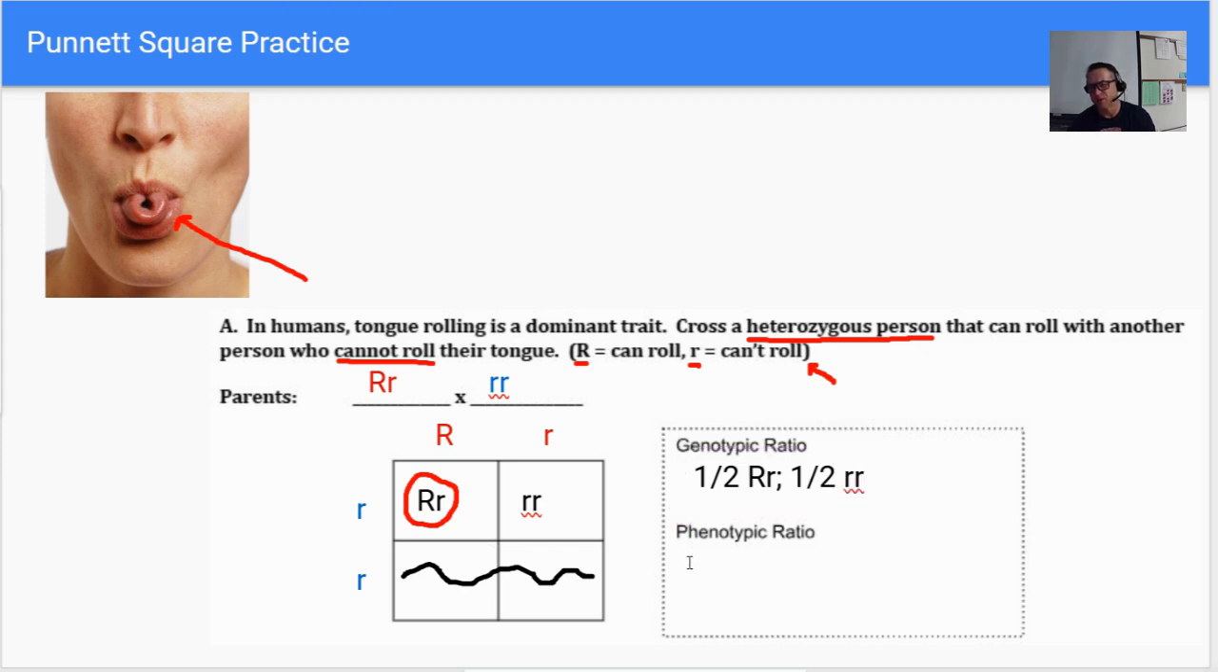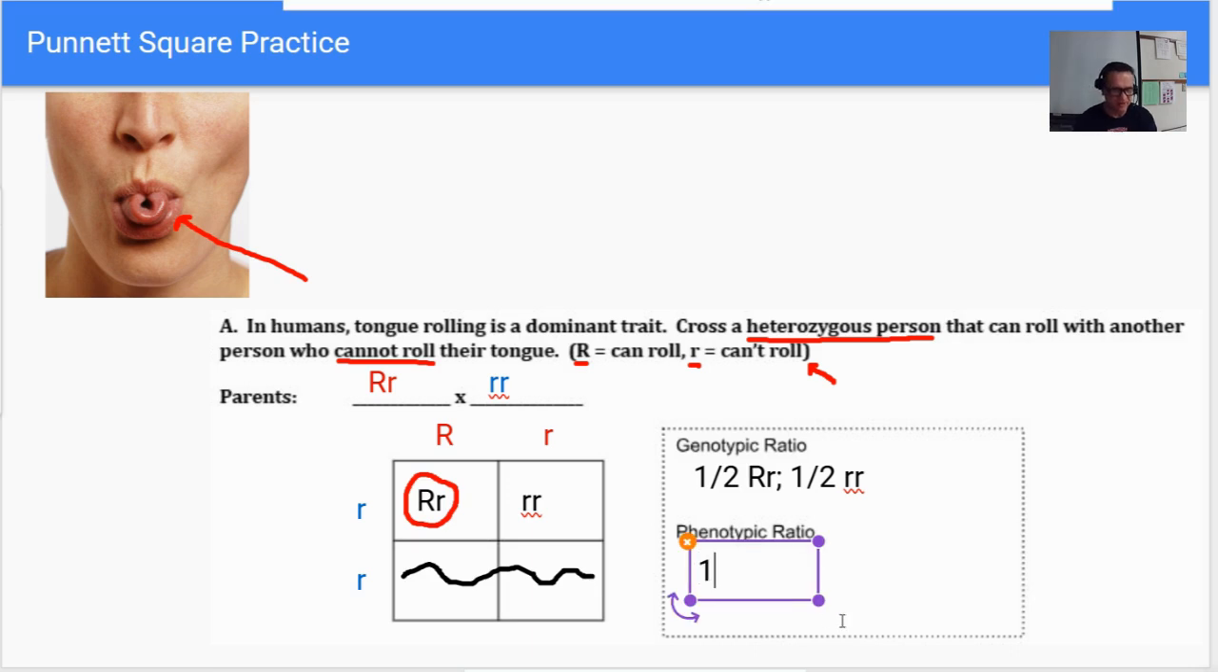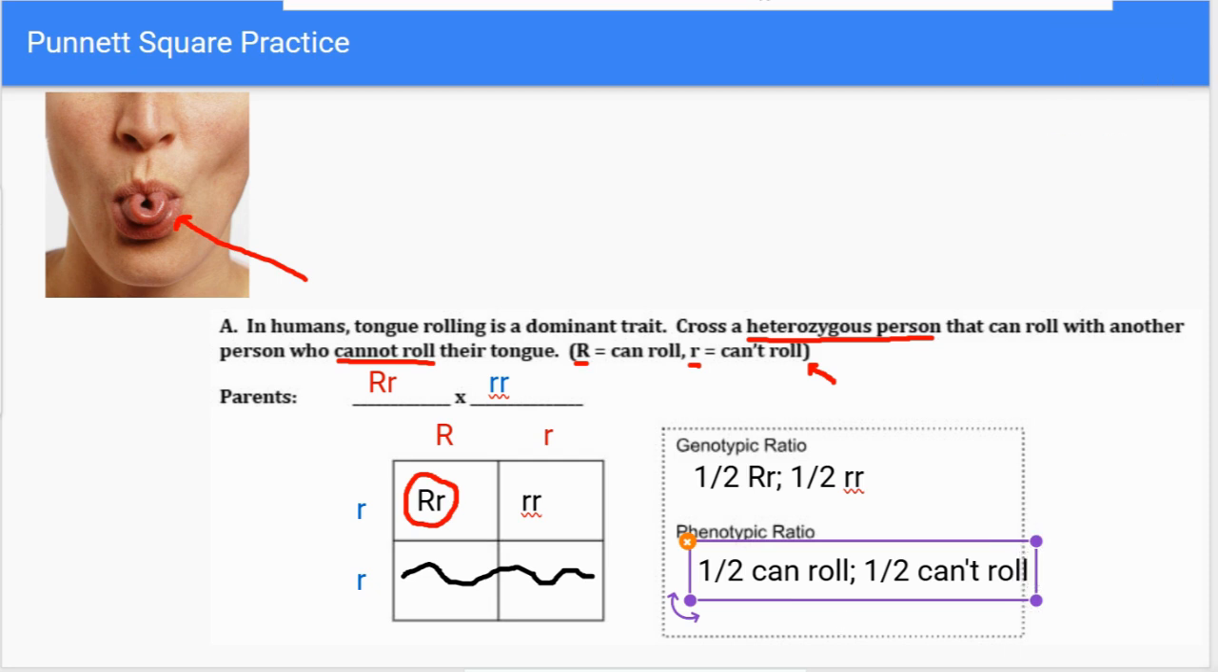Phenotypic ratio, basically, can they roll their tongue? Yes or no. And this person on the left, since they got a dominant allele, will be able to roll the tongue, whereas this person over here on the right with 2 little r's will not be able to roll their tongue. So phenotypic ratio is going to be 1/2 of their kids, or 50%, can roll their tongue, and the other 1/2 or 50% can't roll. All right, so there's 2 of them.